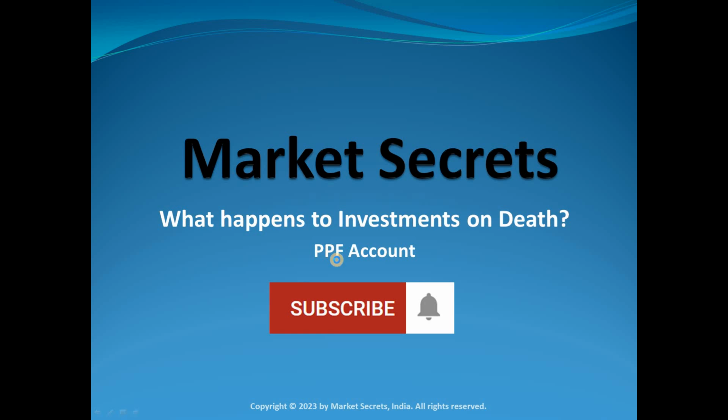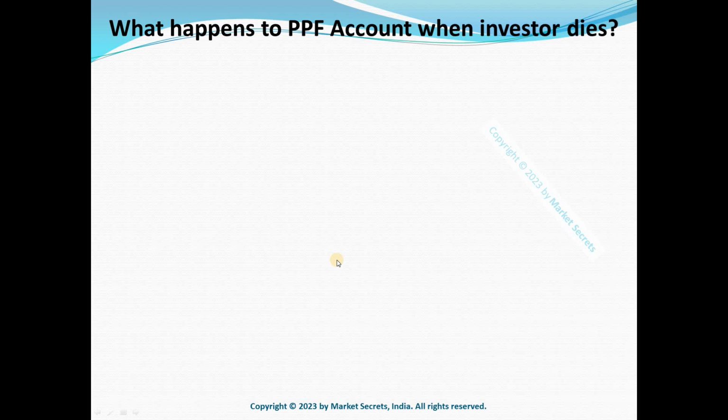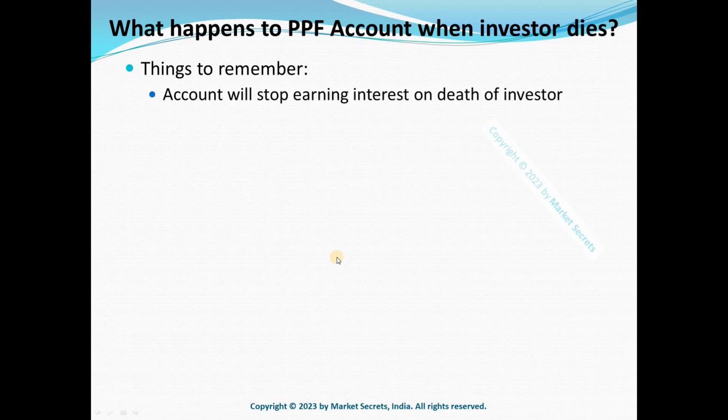And with that note, let's jump into today's session on what happens to the PPF account when the investor dies. There are a few things that you need to remember about the PPF account. The PPF account will stop earning interest on the death of the investor. So from the day of death, there will not be any interest payment. And nominees or legal heirs are not allowed to continue with the PPF account after the death of the original investor. So these two things are something that you should always remember.